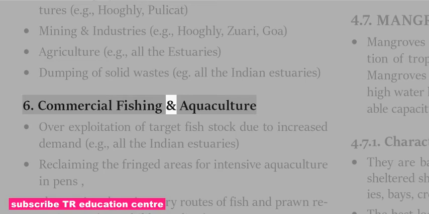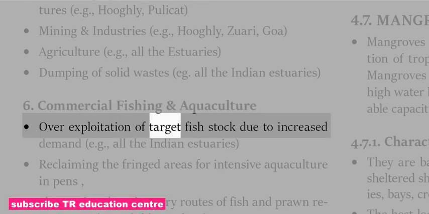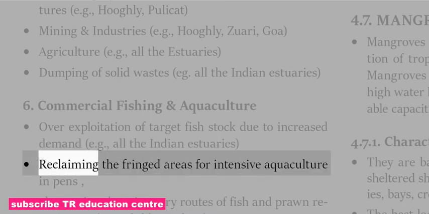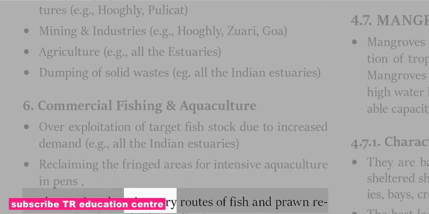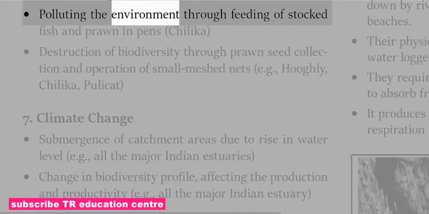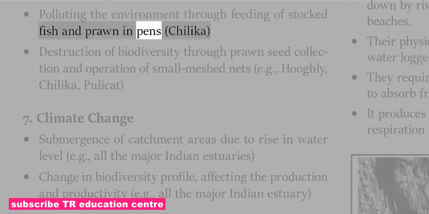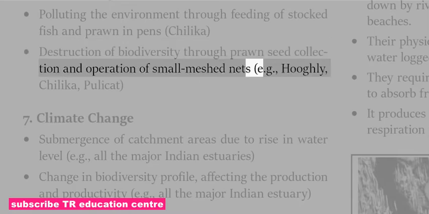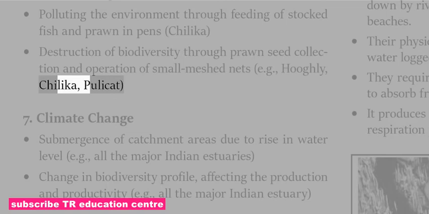6. Commercial fishing and aquaculture, times over-exploitation of target fish stock due to increased demand, e.g., all the Indian estuaries. Times reclaiming the fringed areas for intensive aquaculture in pens. Times obstructing the migratory routes of fish and prawn recruitment, e.g., Chilika, Pulicat. Times polluting the environment through feeding of stocked fish and prawn in pens, Chilika. Times destruction of biodiversity through prawn seed collection and operation of small mesh nets, e.g., Hooghly, Chilika, Pulicat.